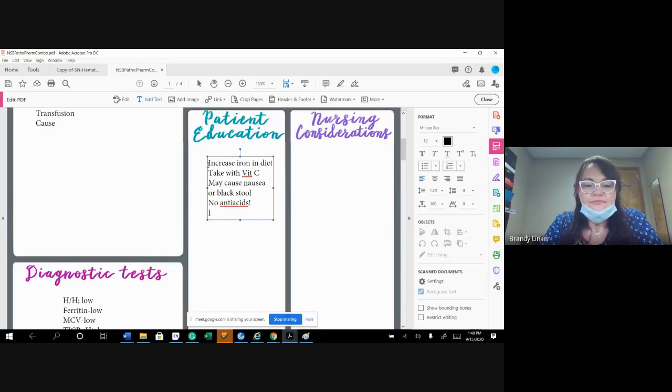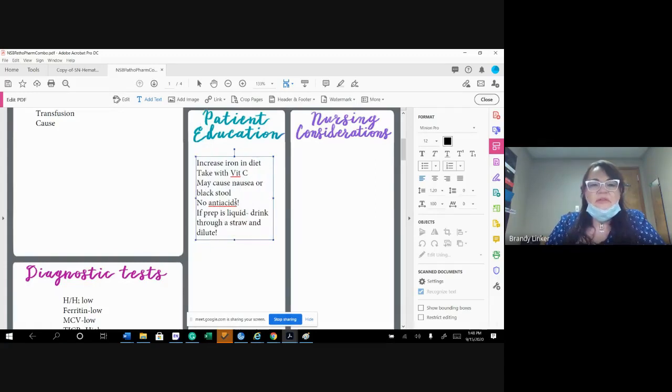If it's a liquid, you need to drink through a straw and dilute it because iron will stain your teeth. Okay? That's especially important for children. So whenever we have an iron deficiency anemia child, we need to make sure to teach the parents because they can't take pills, right? So their preparations are always liquid. So we need to make sure we teach the parents, dilute it in some orange juice and drink through a straw. Okay. Like I said, you may have green, dark, black stools.